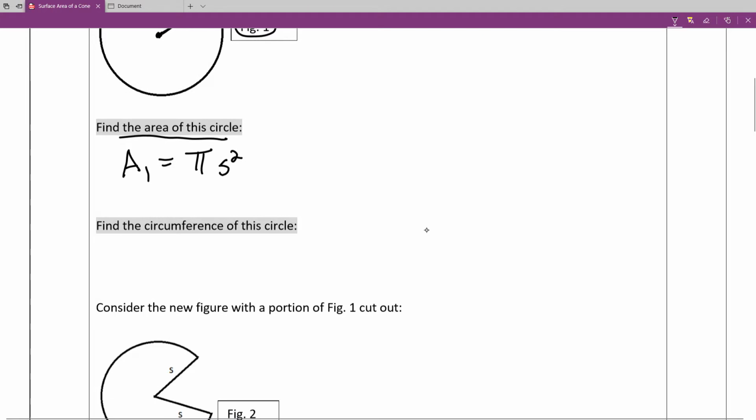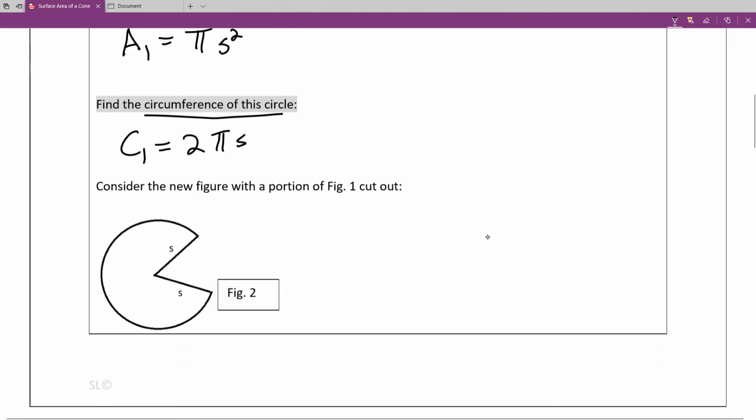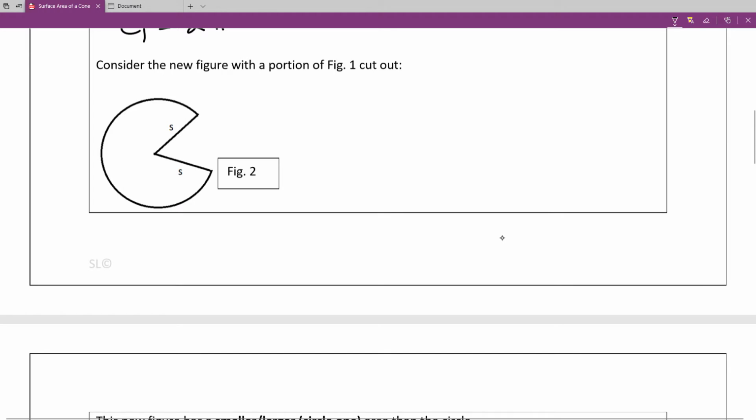And the second part asks you to find the circumference of the circle. So again, remember that the formula for circumference is 2 times pi times the radius. But the radius of this circle is s, so it's 2 times pi times s. So the first two parts were very straightforward.